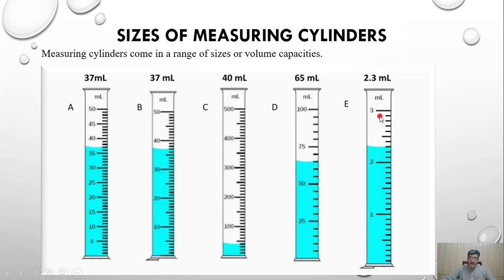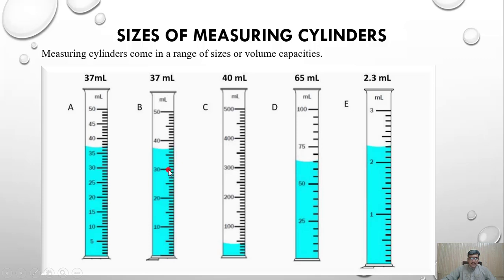So we have some liquid in these cylinders. You can see that in measuring cylinder A the volume of the liquid is 37 ml and we are using the 50 ml capacity measuring cylinder. And measuring cylinder B also has the capacity to measure a maximum volume of 50 ml. So in measuring cylinder B the volume is again 37 ml.